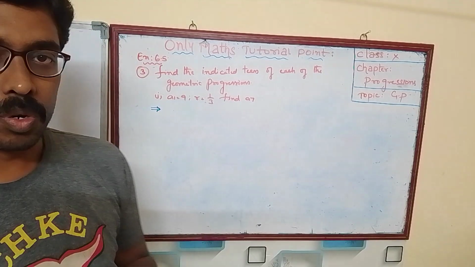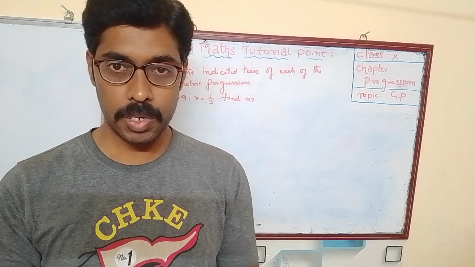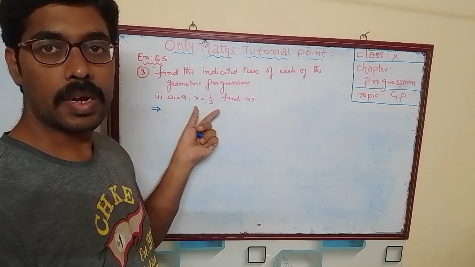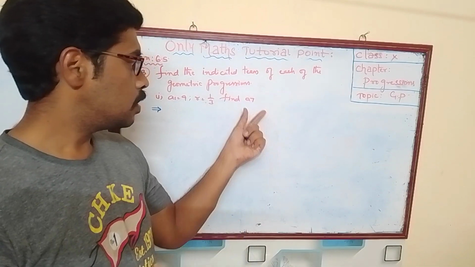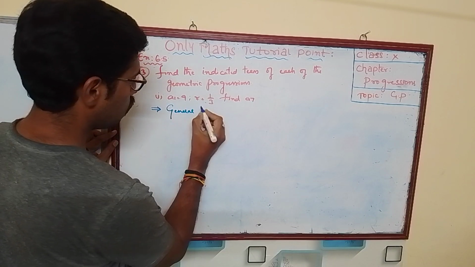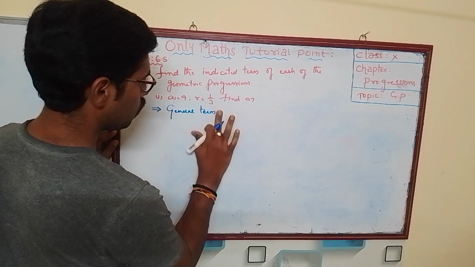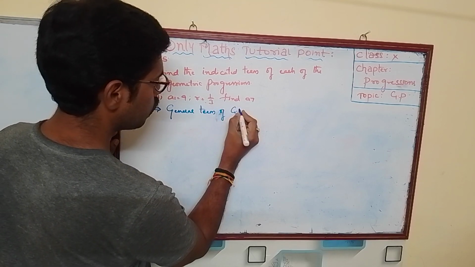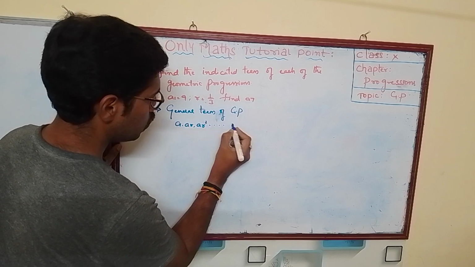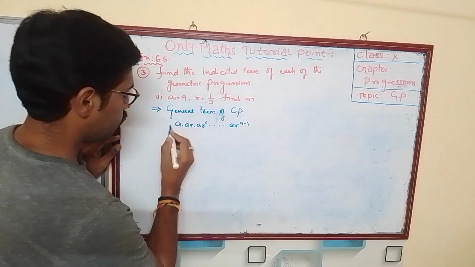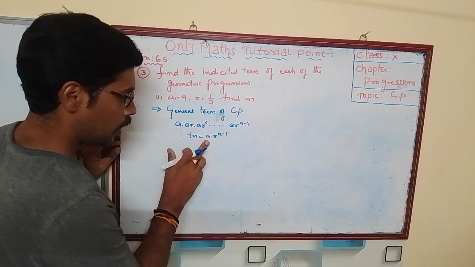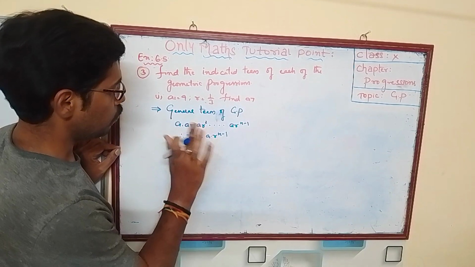As I said in the previous video also, if we know the first term and common ratio of the GP series, then we can find any term in the given series. Yes or no? So we know the first term and common ratio, then it is easy to find the seventh term. What is the general term of GP? The general term of GP is A, AR, AR square, and so on, AR power n minus 1. Therefore Tn equal to A into R power n minus 1, where A is the first term, R is the common ratio.